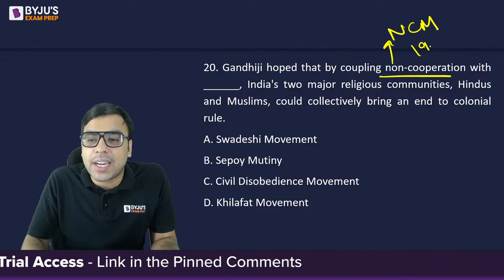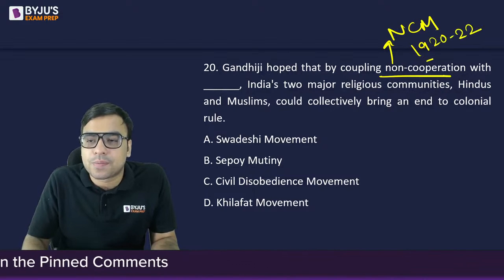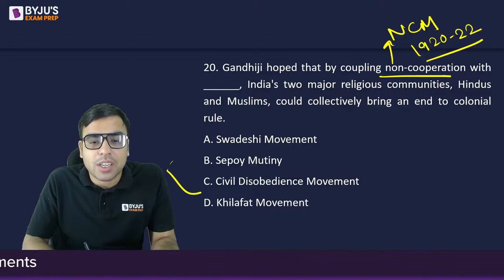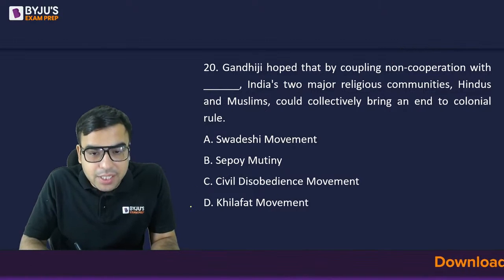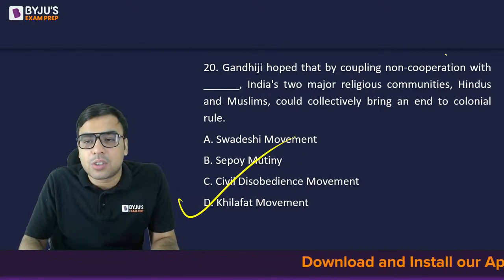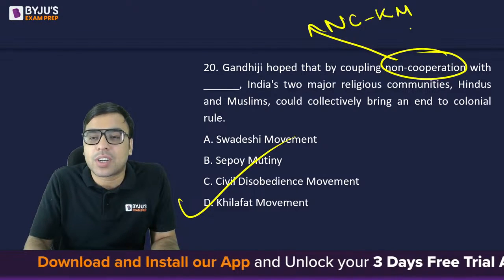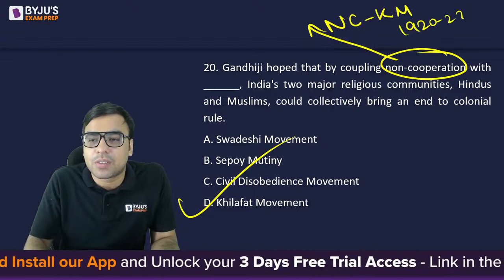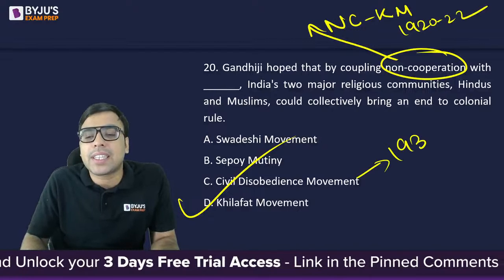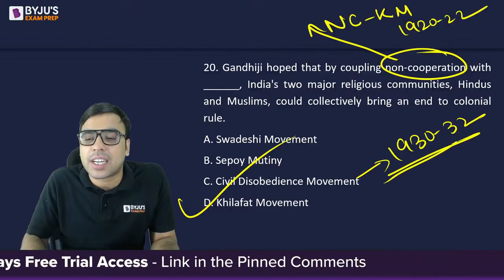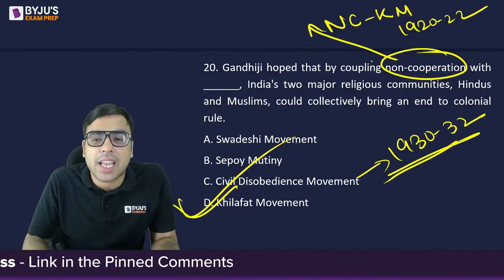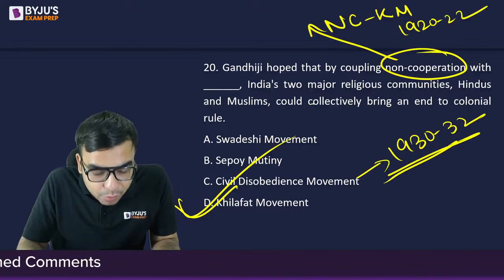So it was from 1920 to 1922. Yes, very good. No, it's not civil disobedience. It's Khilafat movement. So non-cooperation, it is called non-cooperation Khilafat movement. इसको कहा ही जाता है 1920 से 22. Civil disobedience movement तो 1930 से 32 तक चला था. Started from Dandi March. But this is actually non-cooperation Khilafat movement. D is the right answer.